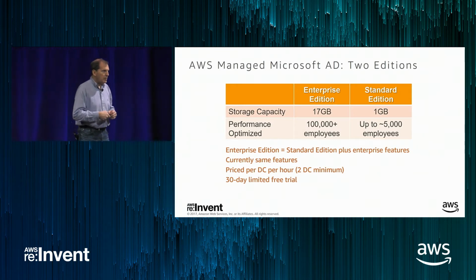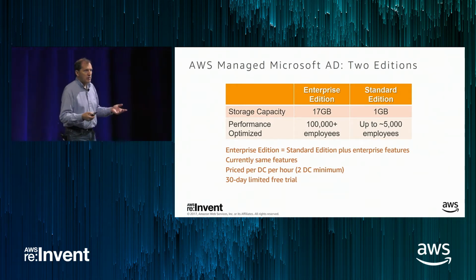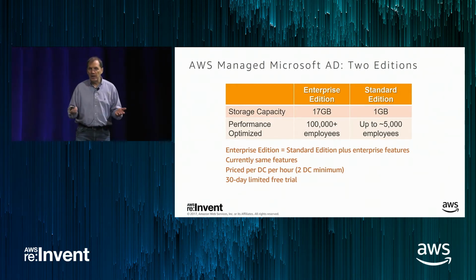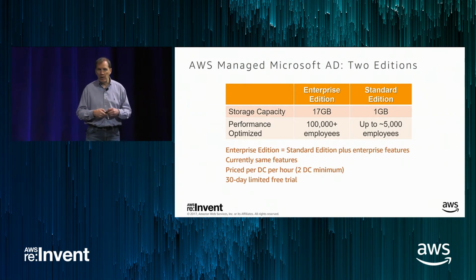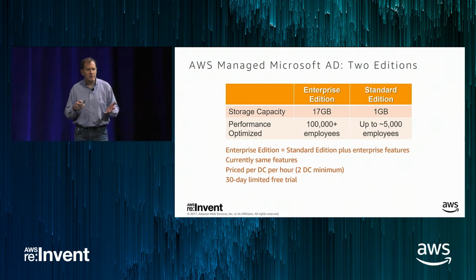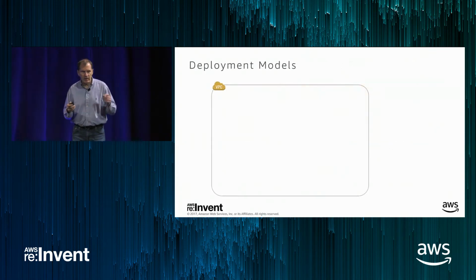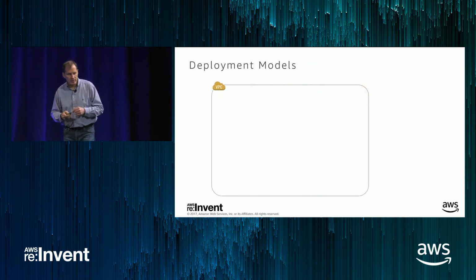Both of these are available under a 30-day limited free trial, so if you want to try this out and you've never tried any of the AWS Directory Service product offerings before, it's a 30-day limited free trial. It's 30 days, or I think it's 1,500 hours. If you look on the website, it'll give the exact numbers. I think it was 1,500 hours, whichever comes first. And that's 1,500 domain controller hours.